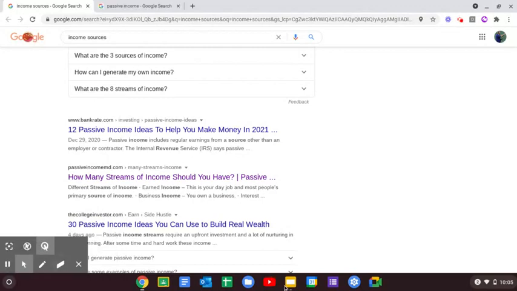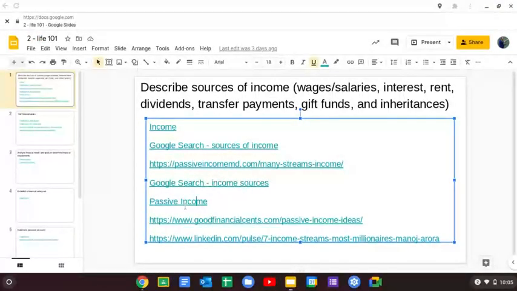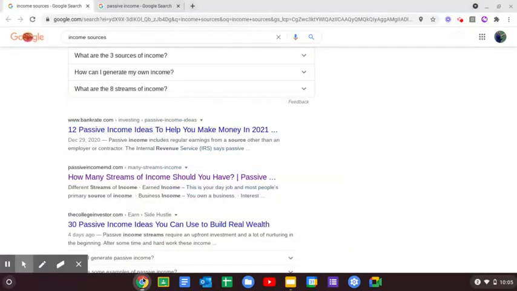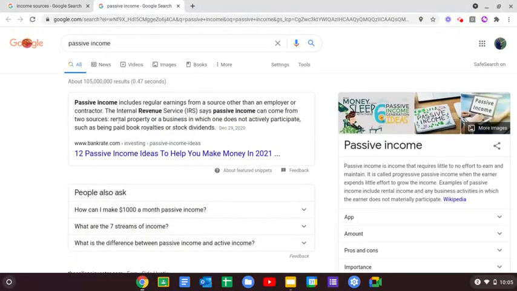All right, so on our Google Slides here, we have passive income. I already opened it up. So passive income includes regular earnings from a source other than an employer or contractor. So we're getting money, but we're not really working. It can come from two sources: rental property or a business in which one does not actively participate, such as being paid book royalties or stock dividends. And that's coming from the IRS. So we're probably going to go with that.